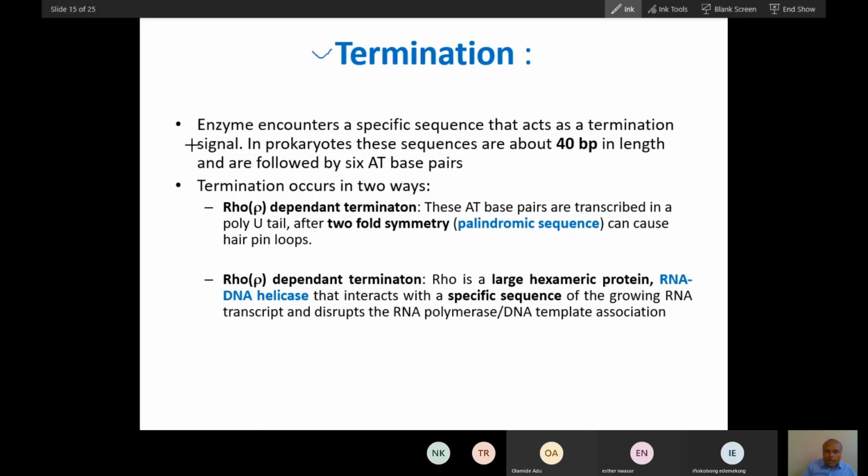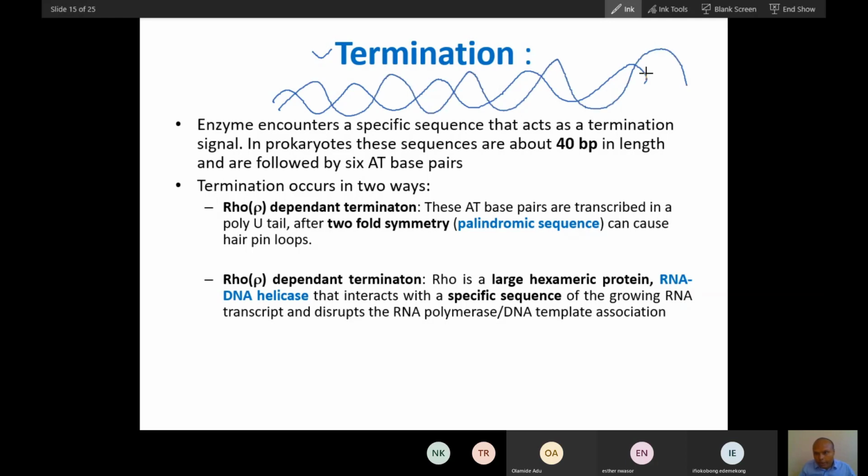Now there is termination when the DNA open reading frame ends. What is an open reading frame? I have already explained. An open reading frame is the unit of DNA where transcription happens, where transcription starts and ends.